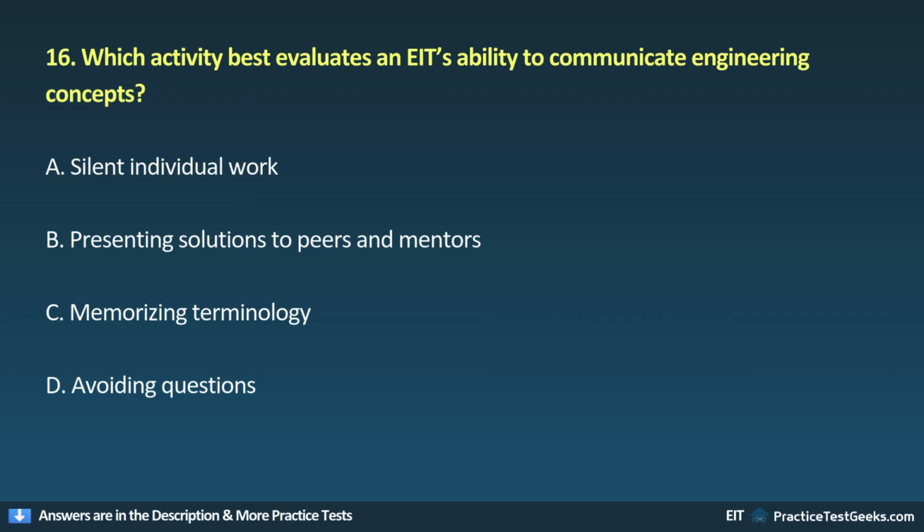16. Which activity best evaluates an EIT's ability to communicate engineering concepts? A. Silent individual work. B. Presenting solutions to peers and mentors. C. Memorizing terminology. D. Avoiding questions.